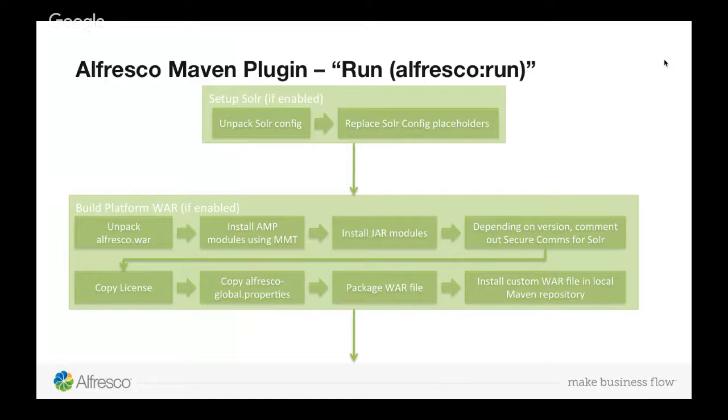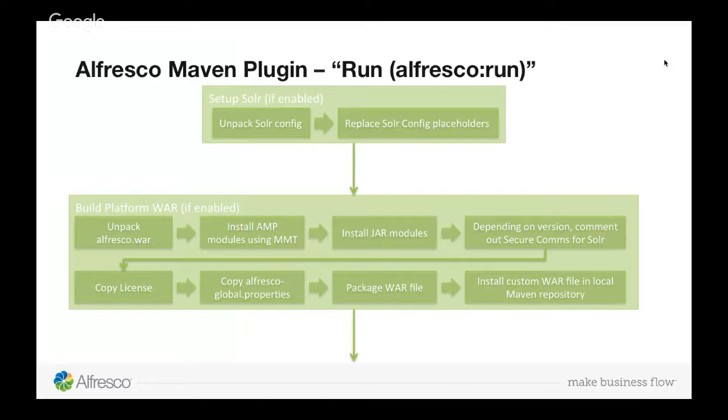It also makes sure that, because on 4.2 you have to use Solr 1.4, and then on 5.0 and later it's Solr 4. So there's a lot of differences in the different ways it does this. But this is all hidden and wrapped inside the plugin. So if you say enable Solr, it will figure out, depending on the Alfresco platform version, which version of Solr to bring in.